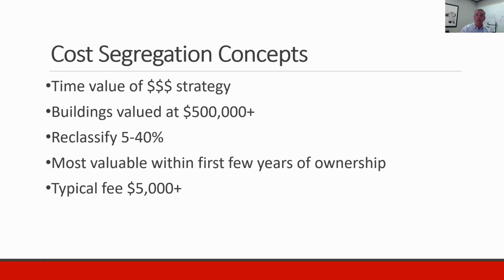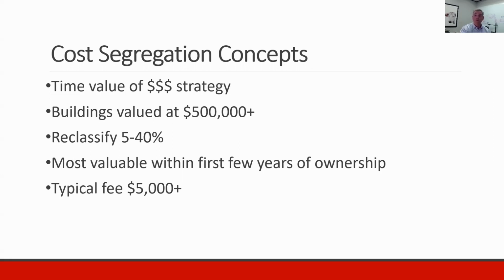Full-blown cost segregation studies generally start making sense for buildings valued at $500,000 or more. However, several providers offer online software that analyzes 1 to 4 family residential properties up to $500,000. The amount you reclassify typically starts around 5% for buildings like warehouses that don't include a lot of personal property, like carpeting or window treatments. That percentage goes up to as much as 40% for properties like medical offices with elaborate improvements or high-end retail.